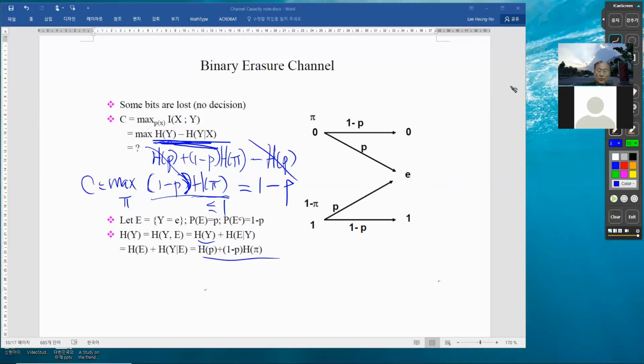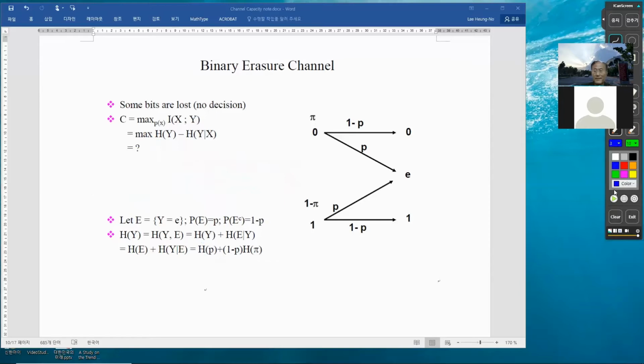We can do that with the other derivation as well. Let's do that as an exercise. Okay, let's do that. I want to do this with the different definition of mutual information, which is H(X) minus H(X given Y). So let's do that with this one.